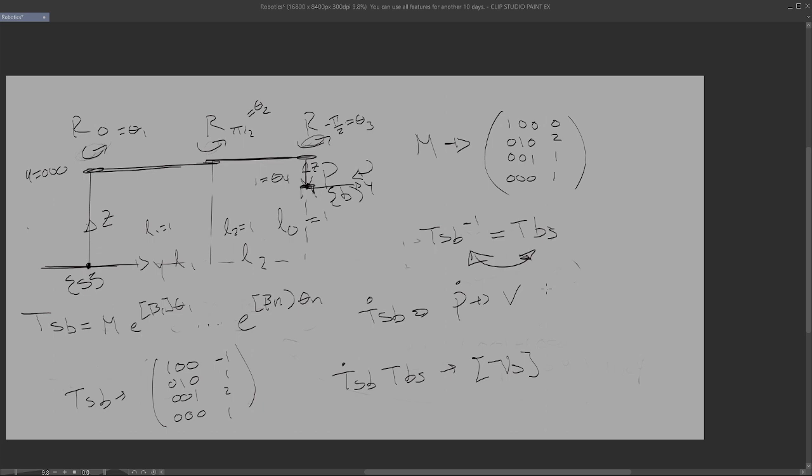So yeah, that was an example for kinematics. Hopefully it all went well and you see the usefulness. Good luck on your journey.